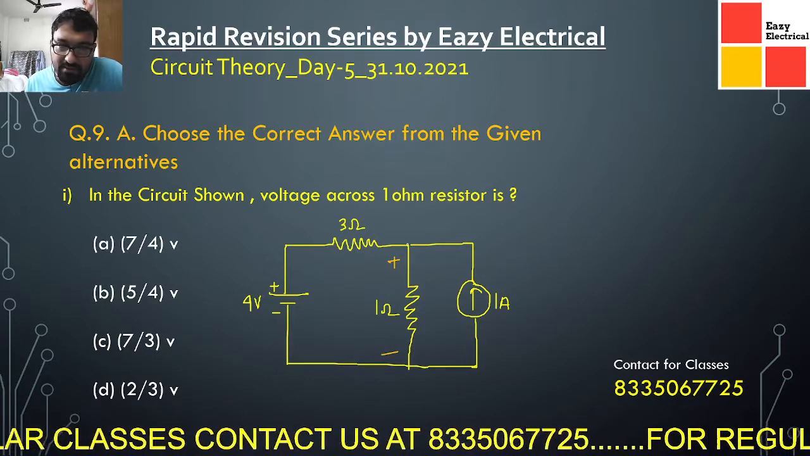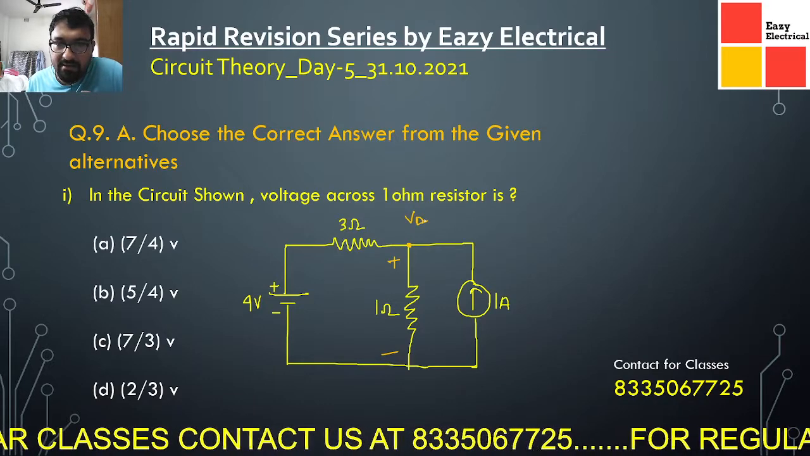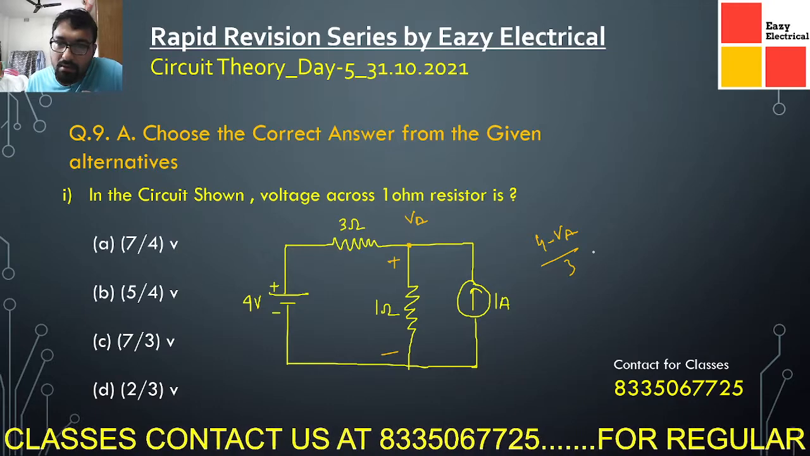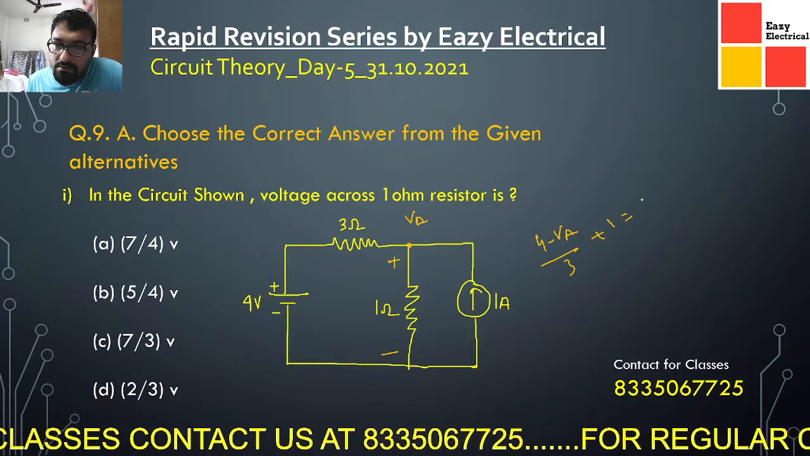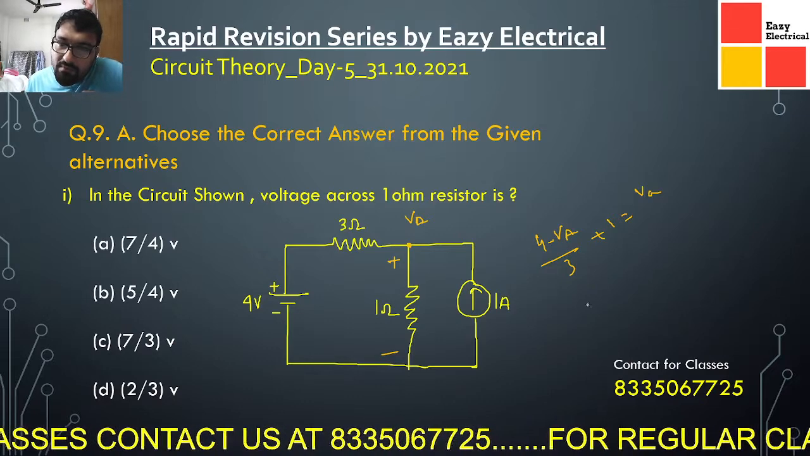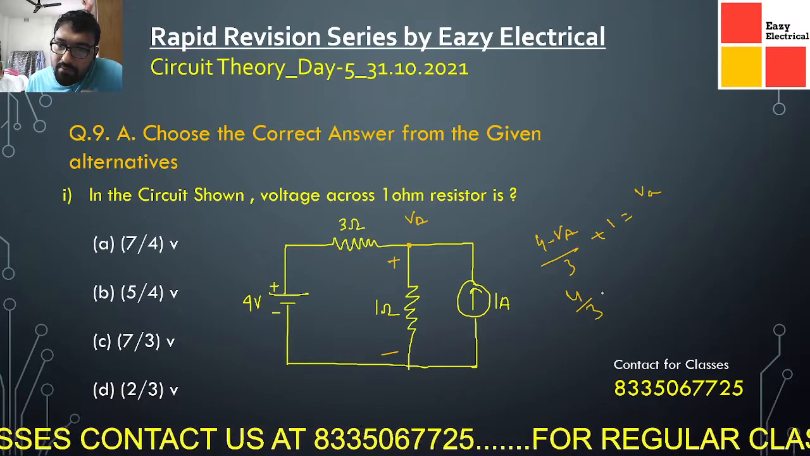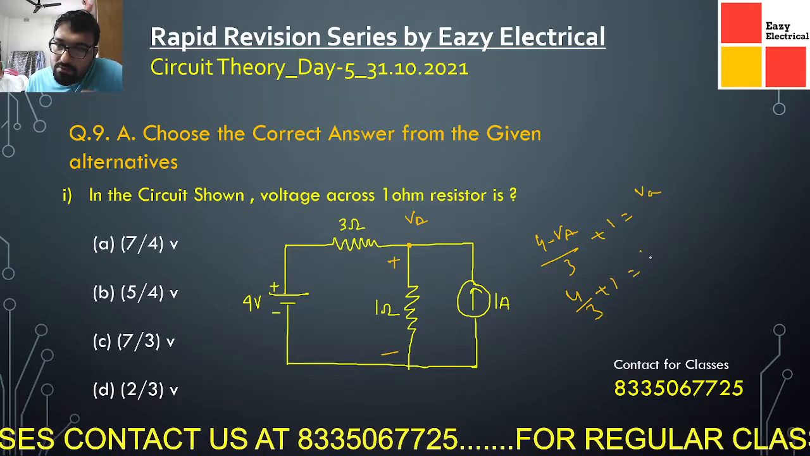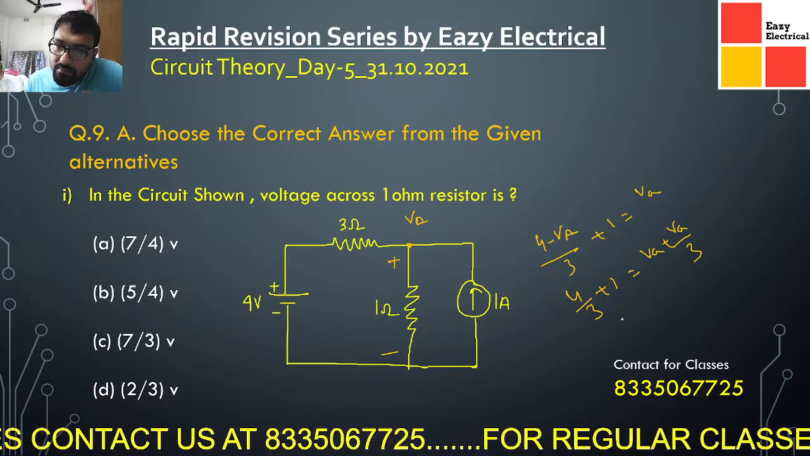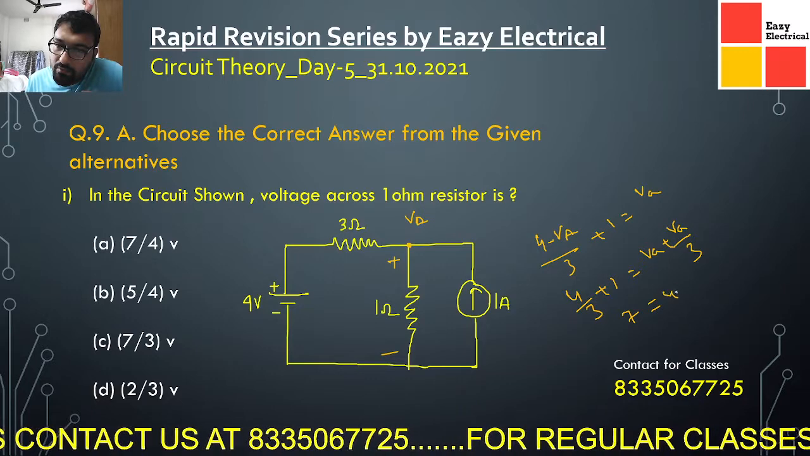Very easy, just apply KVL. Consider it at VA: 4 minus VA by 3, plus 1 equals VA. So whatever the value of VA is coming out, 4 plus 1 equals VA plus VA by 3, right. So here you can write 7 equals 4 VA.